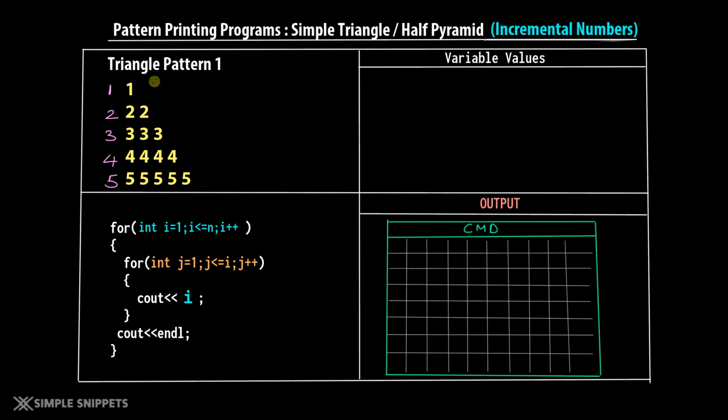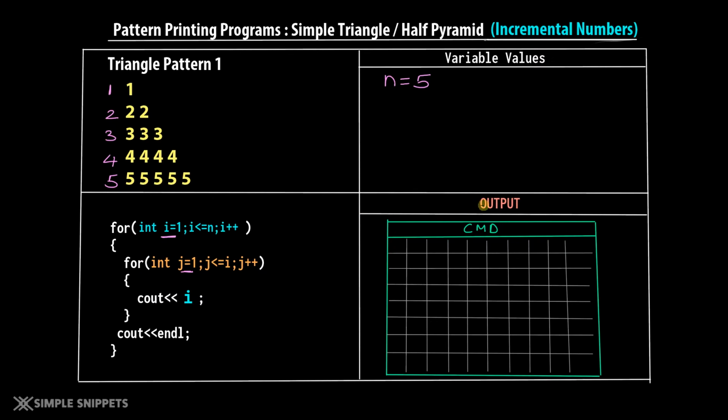Over here the number of rows is 5, so let's write n equals 5. On the right hand side you can see we have written variable values. This is where we are going to track variable values and dry run this for loop code. And that is how you understand pattern printing programs in the best way. You take a pencil and paper and dry run the for loops and go step by step and keep track of all the variable values inside the loops.